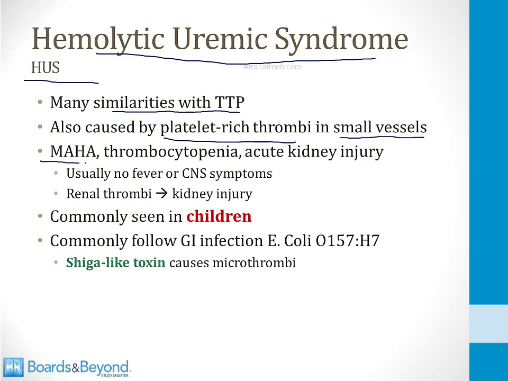This leads to a microangiopathic hemolytic anemia, just like in TTP. The platelet count is also low, just like in TTP, and you will see acute kidney injury. That's why it's called the uremic syndrome. Usually, however, there is no fever or central nervous system symptoms, and that's what distinguishes hemolytic uremic syndrome from TTP. You can think of it as being TTP that's focused only on the kidneys.